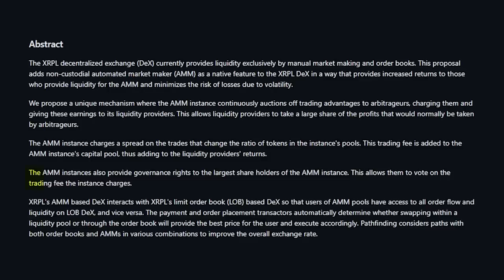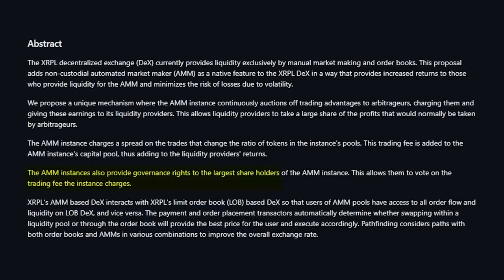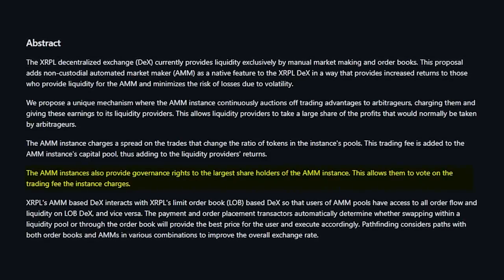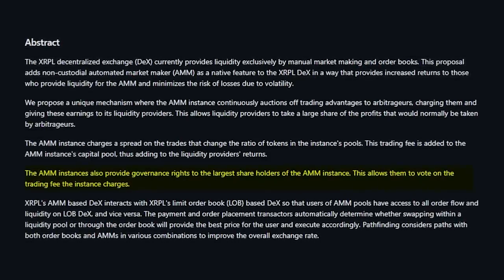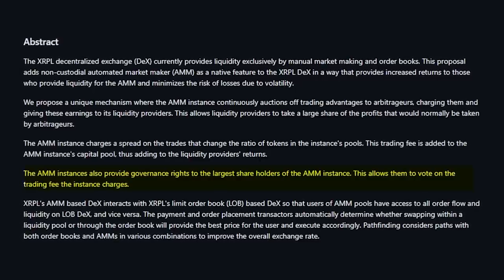XLS30D also proposes a voting mechanism for setting the trading fee. So the people who provide the liquidity can, with their votes, say the trading fee is actually higher or lower than it currently is. And obviously all the people who hold the LP tokens can vote on that to decide. The more LP tokens you hold, the more say you have in that vote. Basically giving the power over the AMM to the liquidity providers.